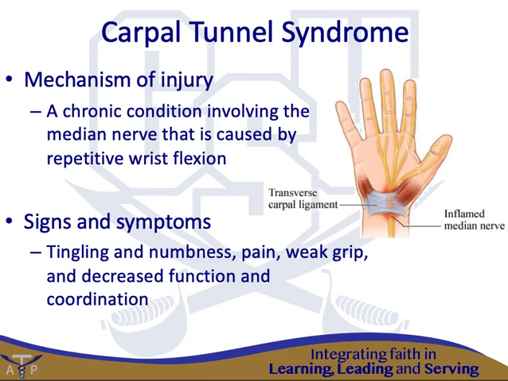Signs and symptoms include tingling and numbness, pain, weak grip strength, and decreased function and coordination of the area. And all this occurs because that median nerve is inflamed, causing pressure on that nerve, making that tingling and numbness sensation down to the fingers from the wrist.